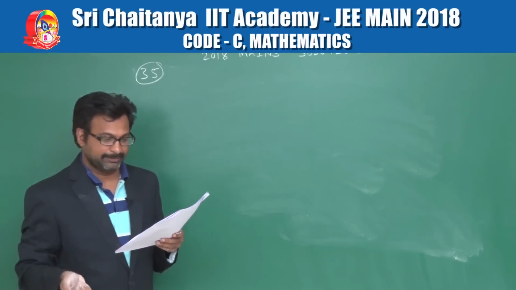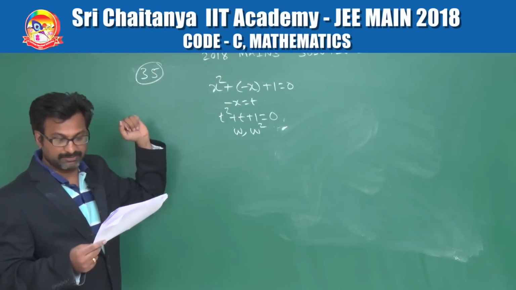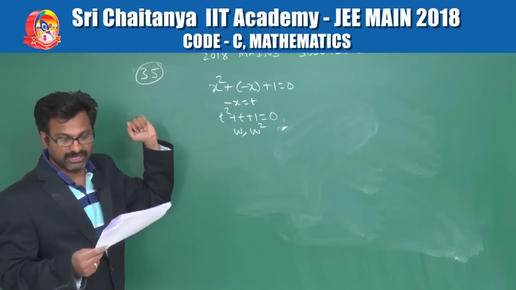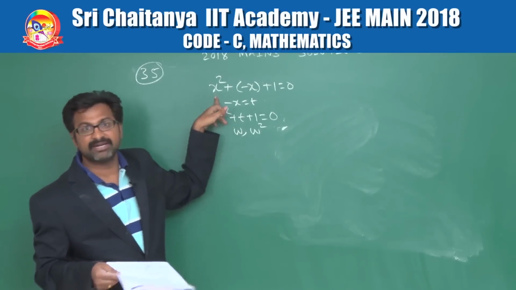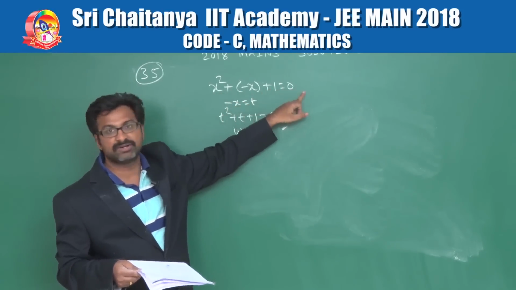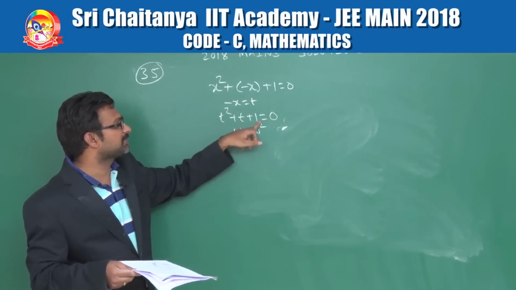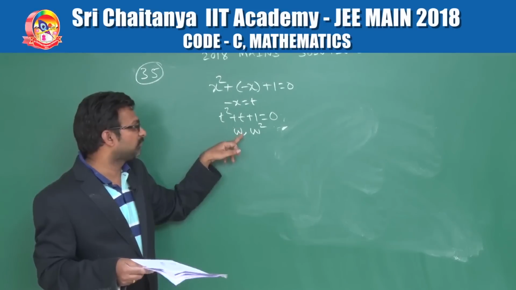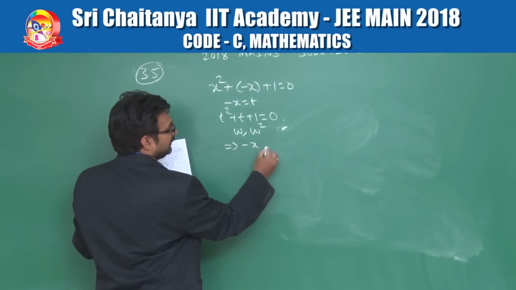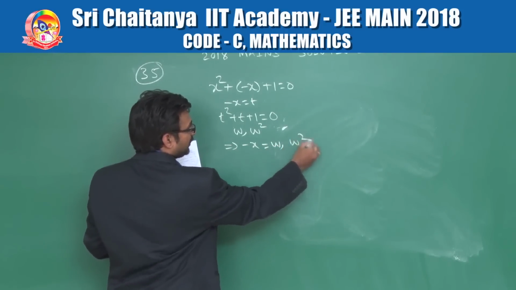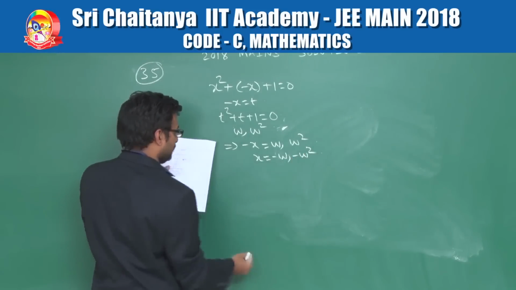Let us see problem number 35. Let us consider the equation x square minus x plus 1 equal to 0, which has two distinct roots alpha and beta, which are complex numbers. This can be written as x square plus minus x plus 1 is equal to 0, where minus x is equal to t. Then it will become t square plus t plus 1 equal to 0, for which all of you know that omega and omega square are the roots. That implies minus x is equal to omega or omega square, that implies x is equal to minus omega and minus omega square.